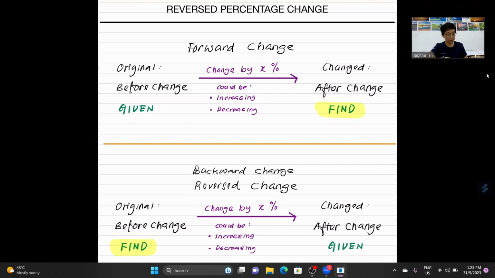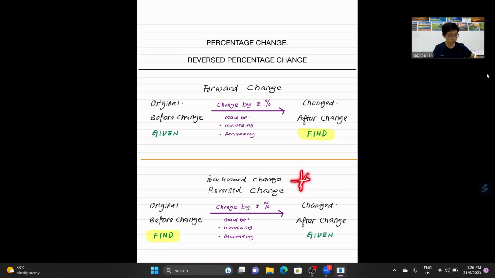Now let's take a look at the reversed change, or backward change, or reverse percentage. Here we are given the quantity after the change has happened, and we are told what percentage it has gone through, and we are asked to trace back to its original price or quantity. We want to backtrace. That's why it is called backward or reverse. In this video we're going to focus on this.